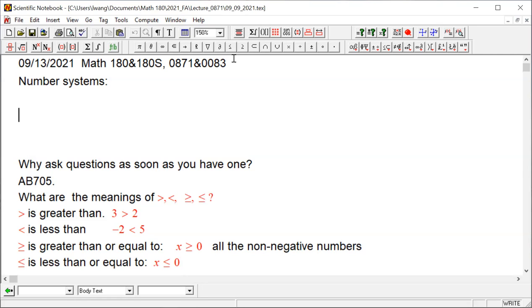We have some interesting stories to share too. All right, number system.